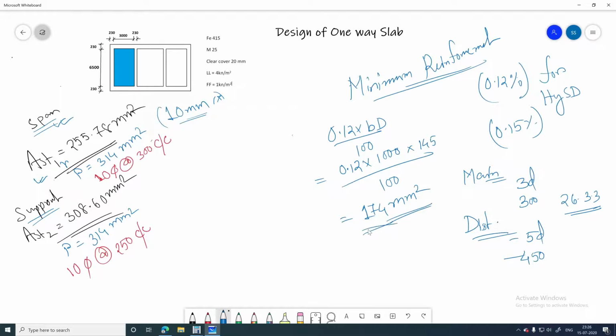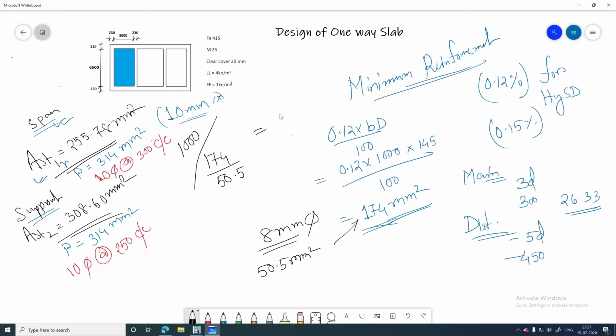So by calculation, if you calculate this 174 mm square, we can provide here 8 mm dia bar, and you know the cross-sectional area of an 8 mm dia bar is about 50.5 mm square. So you just divide 174 by 50.5 and you will get the number of bars. If you get the number of bars, you can determine the spacing. I am writing 174 by 50.5, this is the number of bars, and if you divide 1000 by it you will get the spacing.